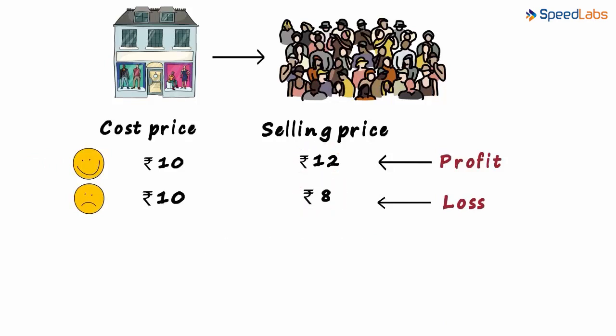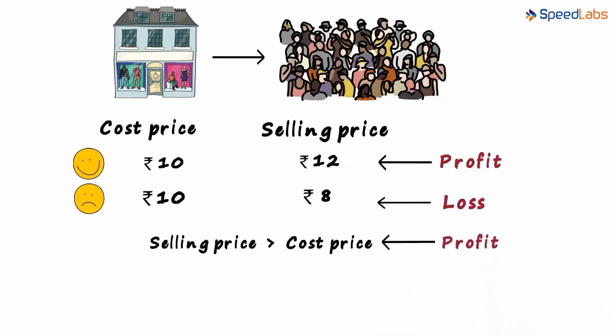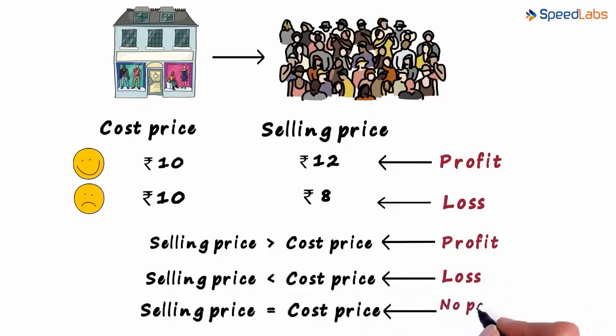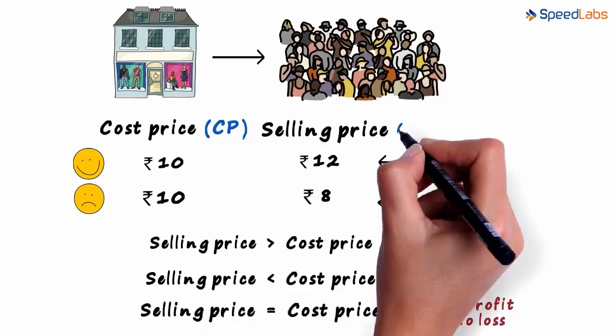In short, if the selling price is greater than the cost price, then the product will be profitable. But if the selling price is lower than the cost price, then it will be a loss-making product. And if the selling price is equal to the cost price, then it is a no profit, no loss situation. All you need to know is that if the price at which you sell is greater than your overall costs, you are making profits. But if it's the other way around, you are making a loss. Cost price is generally known as CP and selling price is generally known as SP.